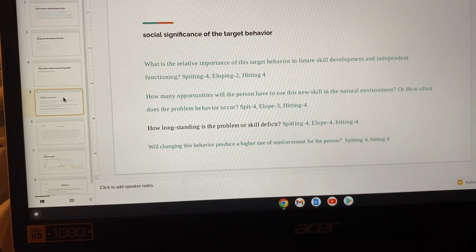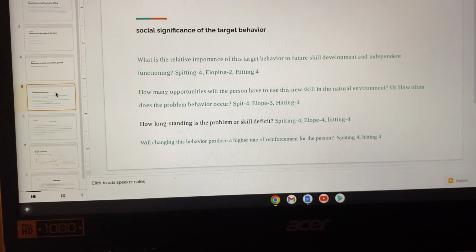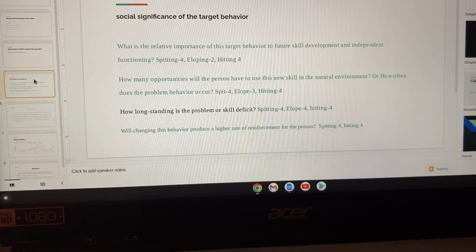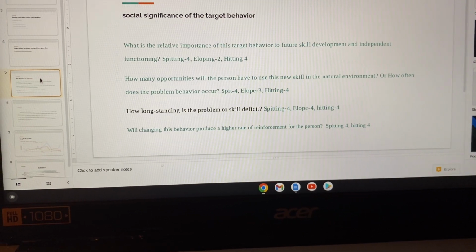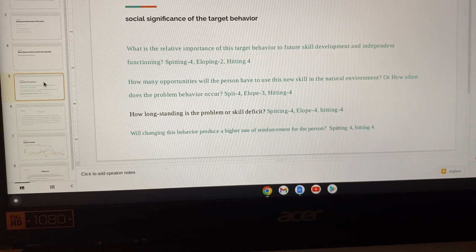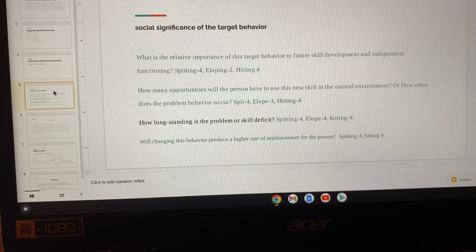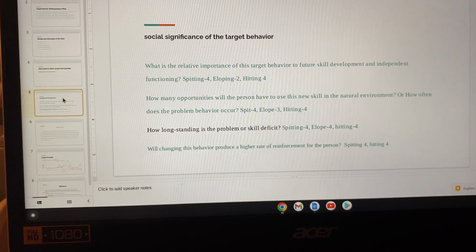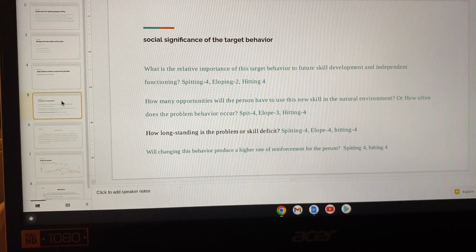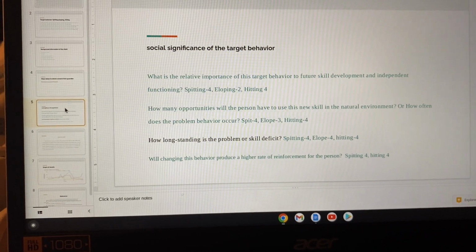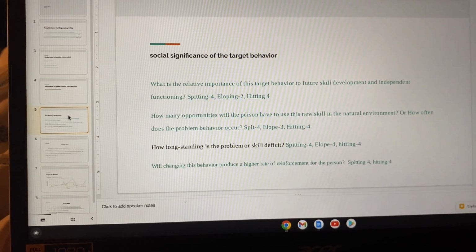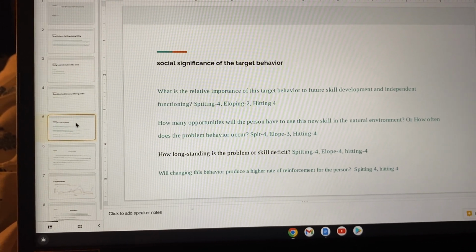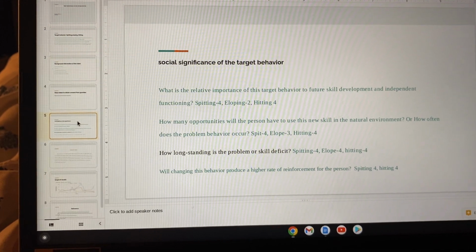Social significance of the target behavior. One of the things I use to find out the social significance of the target behavior is asking myself these questions. What is the relative importance of this target behavior to future skills development and independent functioning? And we see here the criteria, from 4 to 1, with 4 being the highest. We see that spitting is a high priority, eloping is number 2, and hitting is number 4.